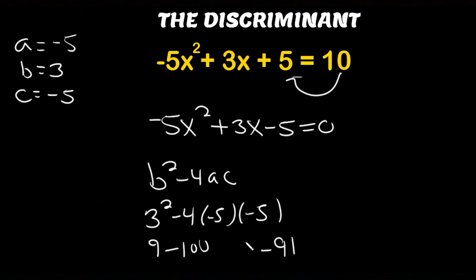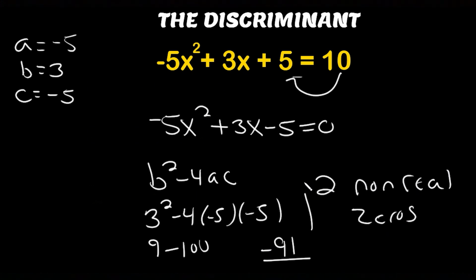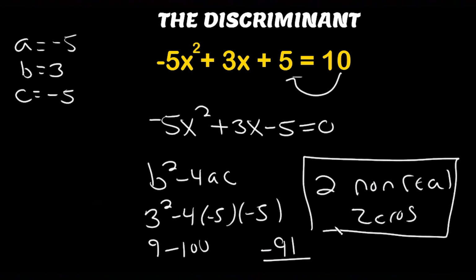If it's equal to 0, that means one real 0. And if it's less than 0, like we have here, negative 91, there's going to be two non-real zeros. So this particular quadratic has two non-real zeros. Okay? So we can go ahead and box that in. Meaning, again, it's not crossing the x-axis. So if you were to graph this quadratic, it would not be crossing the x-axis.